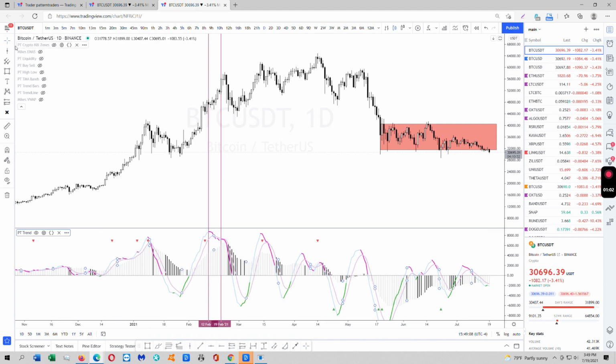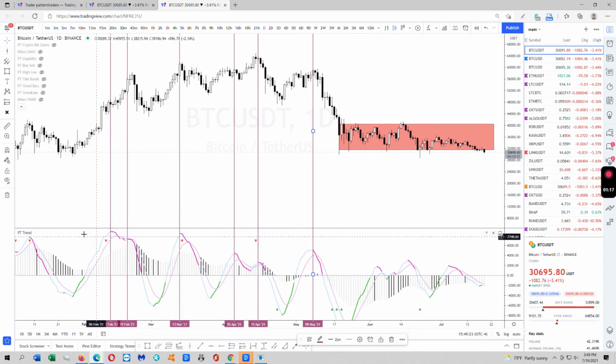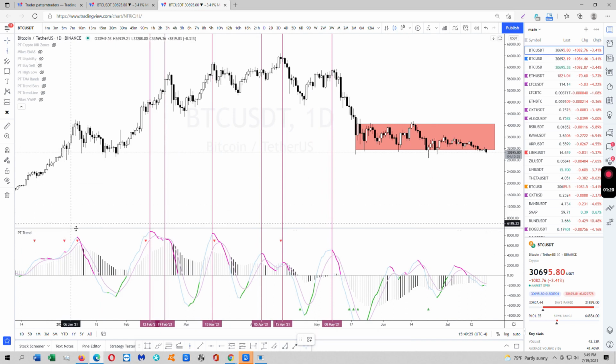All right, these are all the points where we turn red. On the daily too. Okay, so that's your daily reversal. I mean, it's awesome, dude. Like, it is awesome. He created a beautiful, beautiful indicator when it comes to trend.